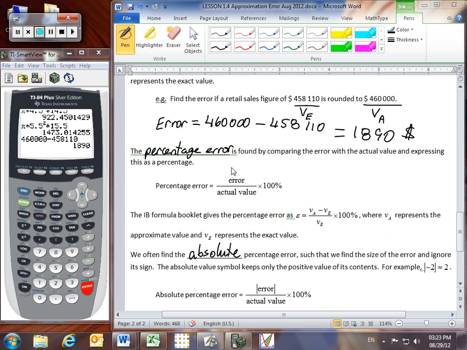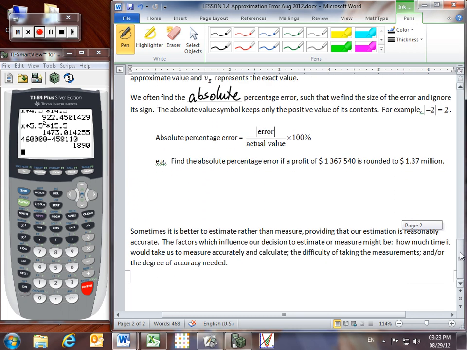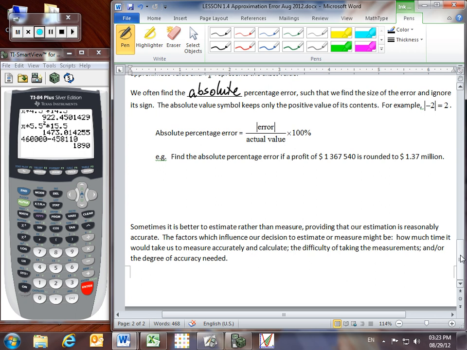So let's scroll down so we can actually try this concept of an absolute percentage error. So there's the formula. It looks just like before, but with an absolute value sign around the error. Just so you know how to handle this, the absolute value of a positive number is simply a positive number. Nothing changes. But the absolute value of a negative number, we turn it into a positive number. So you can think of the absolute value sign as something that keeps the positive contents of the absolute value symbol. We keep only the positive, the magnitude of it.